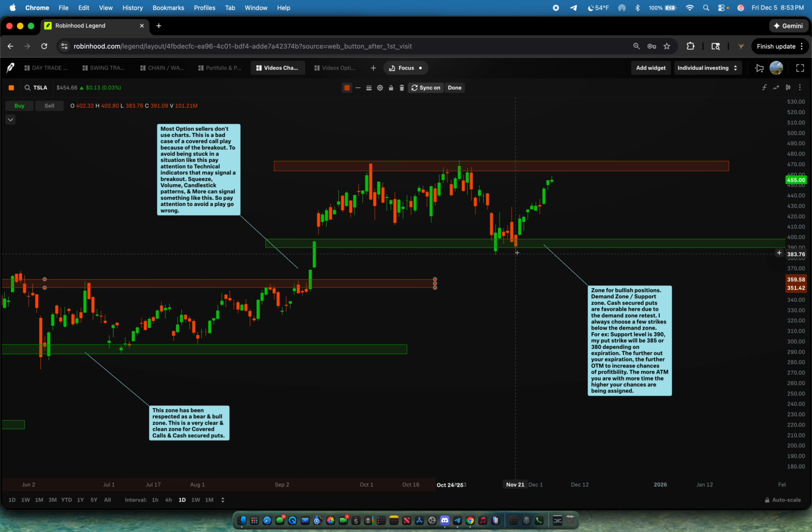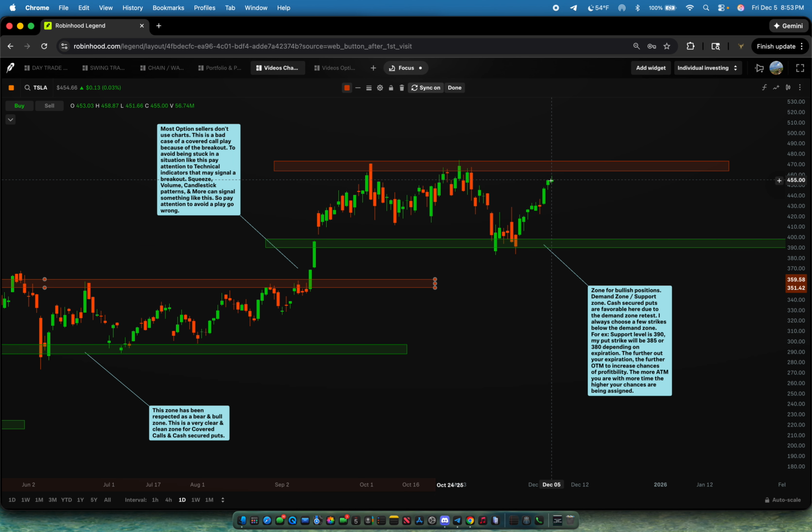So I'm going to give myself a week or two of expiration and at least 10 points out of the money for this play. I don't care about the premium that much because I know that my chances of being right are higher and my chances of being assigned the shares are lower. So I have a good hand right here as an option seller.